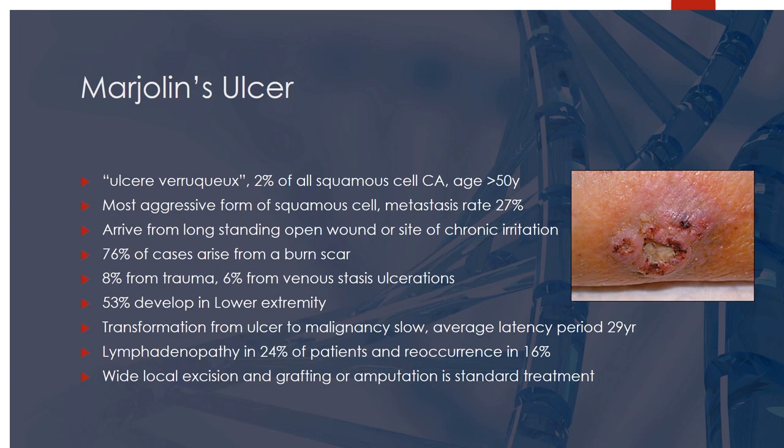It does take a long time for these to develop, though. The average latency I have here is about 29 years. So it does take quite a while for this ulceration to transform to a malignant state. Sometimes there's associated lymphadenopathy, and it can recur. And oftentimes the treatment for this is a wide excision with either grafting or sometimes amputation.